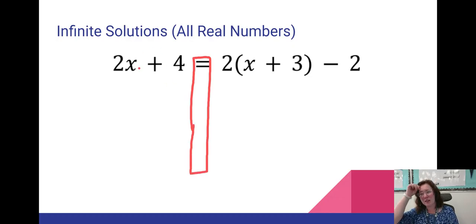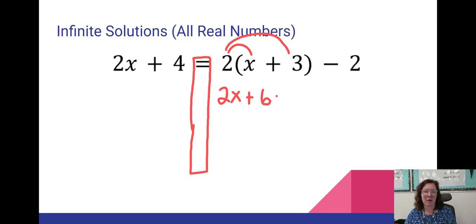Okay, on the first side, there's nothing to simplify. It's just 2x plus 4. But on the second side, I can distribute. 2 times x is 2x, and a positive 2 times a positive 3 is a positive 6. And then I just write minus 2 at the end because it's not in the parentheses, so I do not distribute.